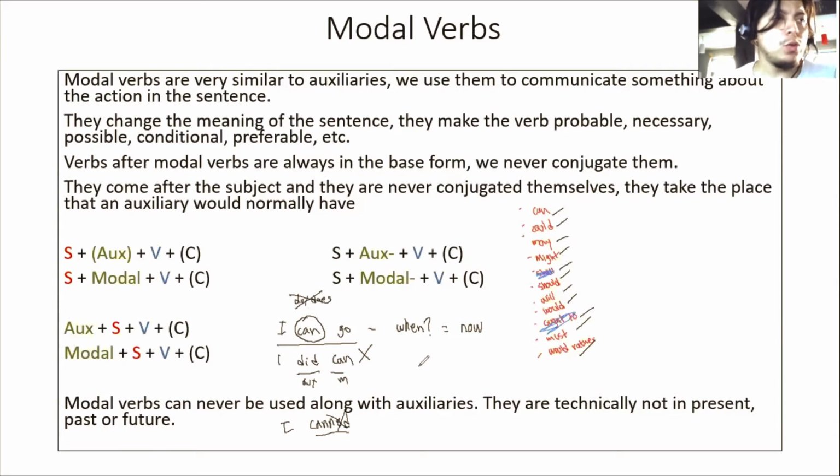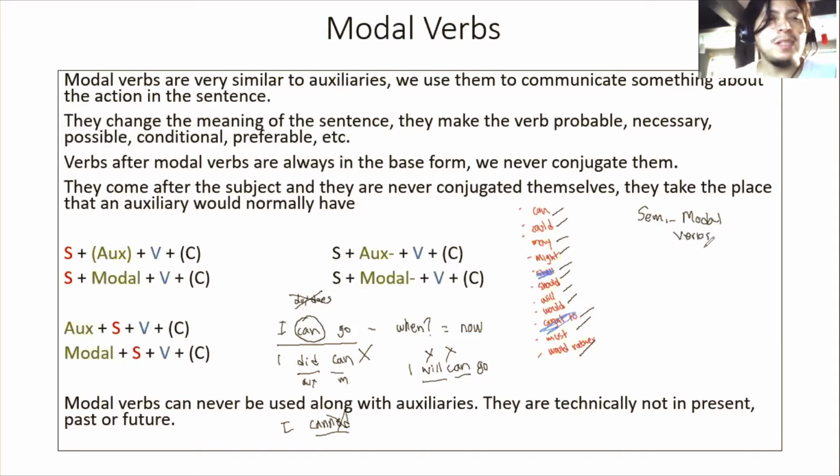In the future, what do you say? I will can. I will can go. No, you have two modal verbs and you cannot have two modal verbs. If you want to use the future, I will go. If you want to use the modal verb, I can go. You never combine them. So how can you express ability or necessity in the past or in the future? For that, we're going to be checking something called semi-modal verbs.